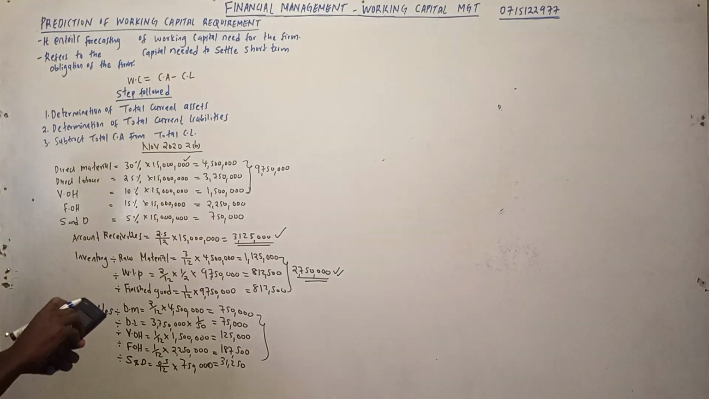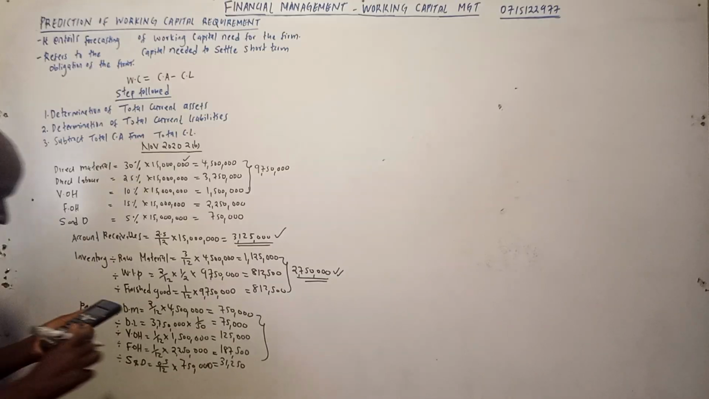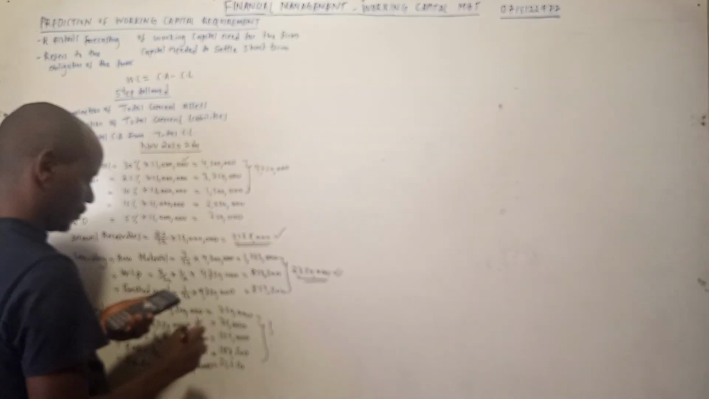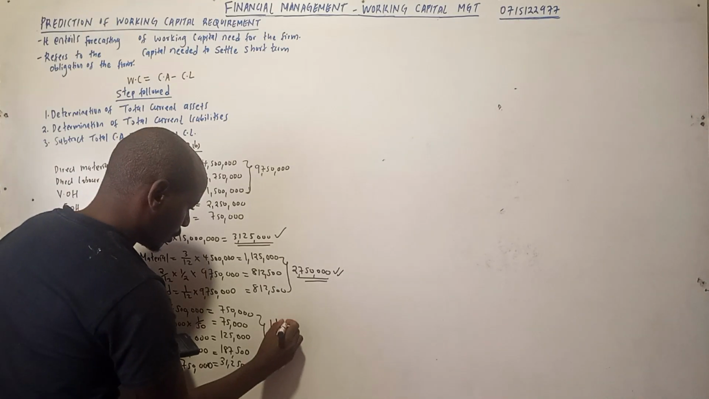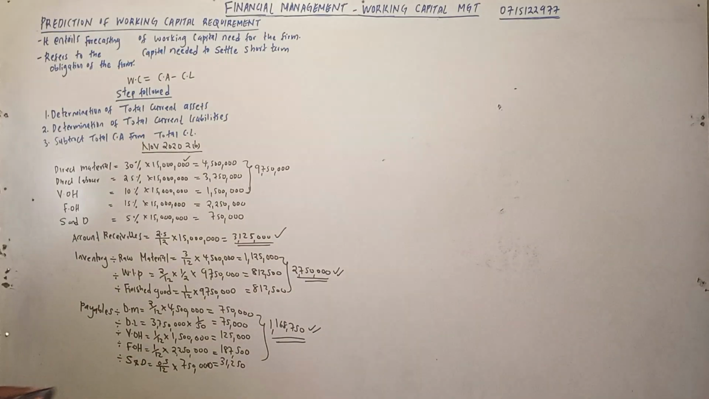So let us find the total figure. So 750,000, 75,000, 125,000, 187,500, 31 to 50. That gives us 1,168,750. So this is the total payables.